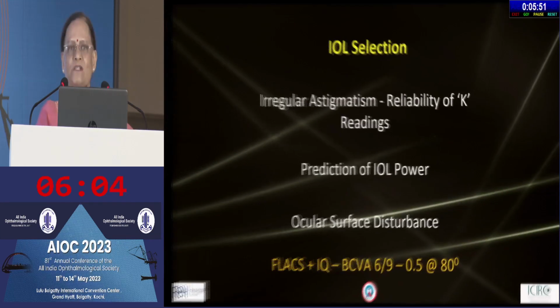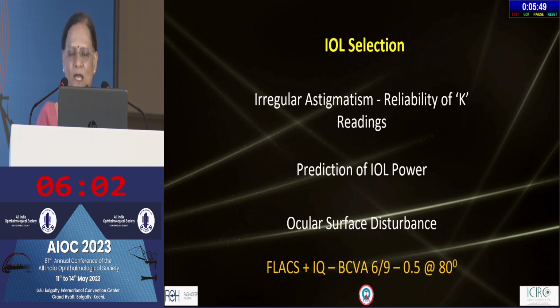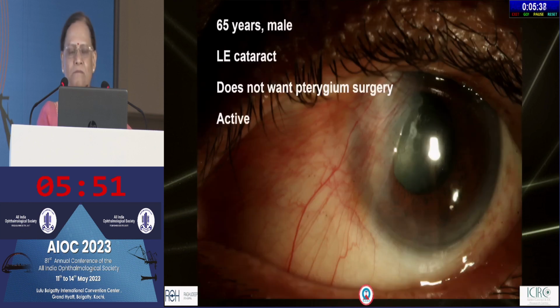So in this patient, we went ahead with a simple monofocal IOL, and she had a reasonably good vision of 6/9 with a minimal residual astigmatic error. So at least our residual spherical error was taken care of with a good biometry.